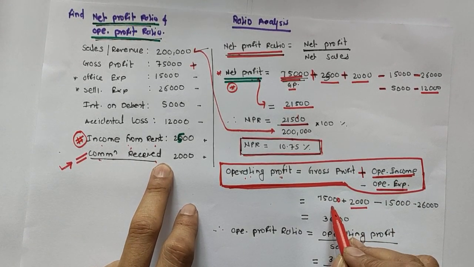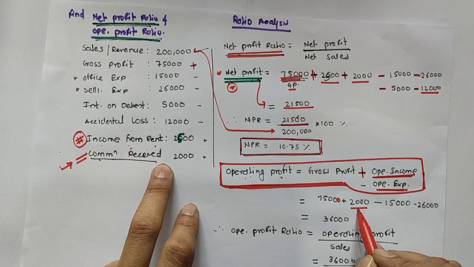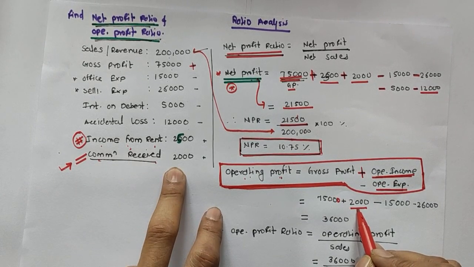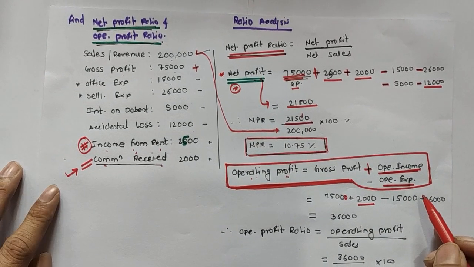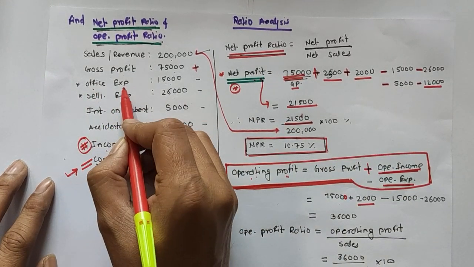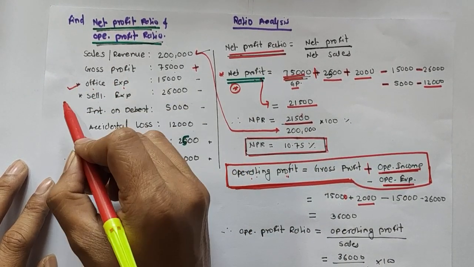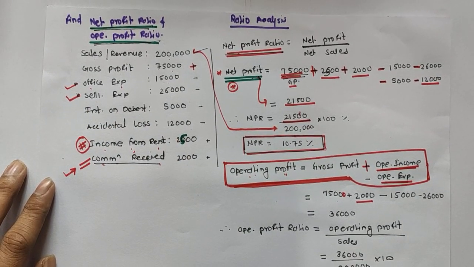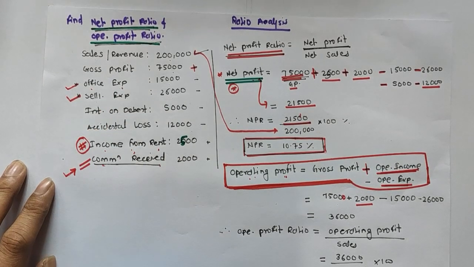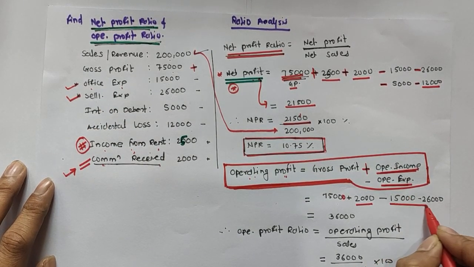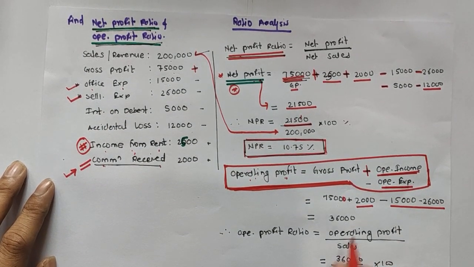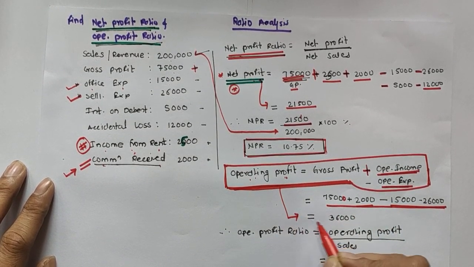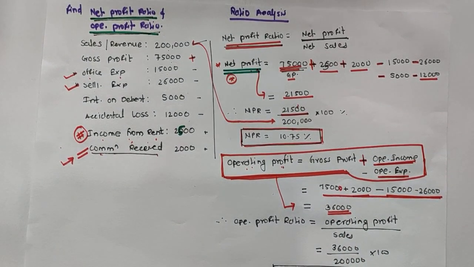75,000 is a gross profit plus 2,000 is your commission. We have to add. Subtract the expenses, operating expenses. See, office expenses are the operating expenses and selling expenses are also the operating expenses, right? Only those two you have to subtract. So minus 15,000 and minus 26,000. After solving these, you will get operating profit as 36,000.